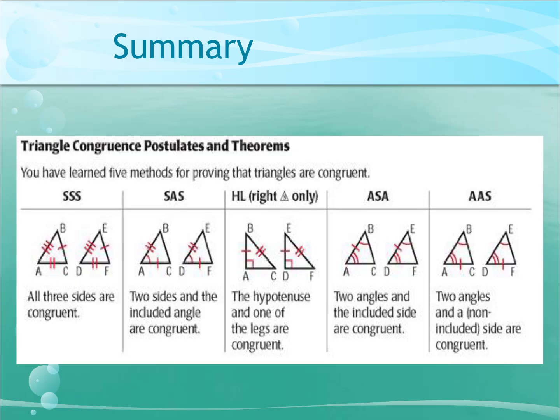All right, this is a summary of all of them. We covered side, side, side yesterday. This is when you have all three sides that are congruent. We covered side, angle, side last week. This is when you have two sides with an included angle, so it's in between my two sides. HL is only for right triangles, that's when you have one hypotenuse and one leg. Obviously, there's only one hypotenuse, but it has to be a hypotenuse and a leg that are congruent. And then we're covering these last two today, angle, side, angle, and angle, angle, side.